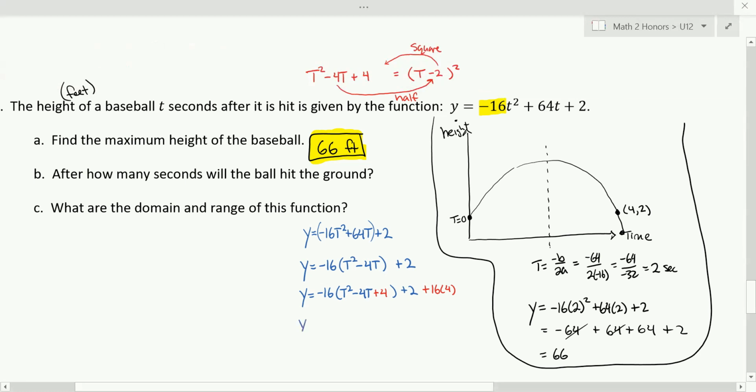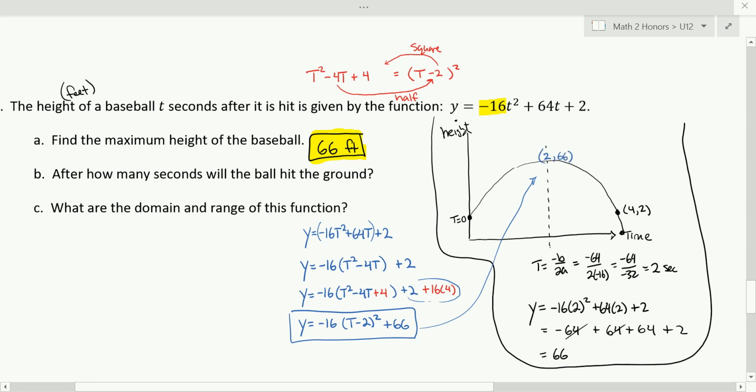Once we're there, we get y is negative 16 times (t minus 2) squared. And then when we add all this up, we got 64 plus 2 gives us our 66. That's your vertex form, giving us a vertex of (2, 66), which is what we found already.